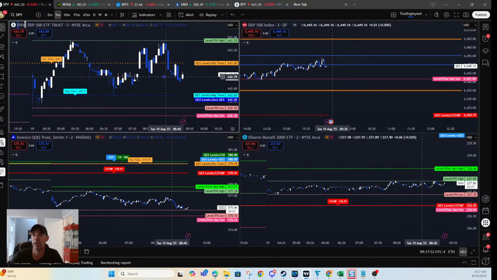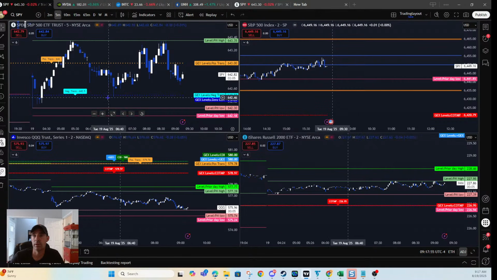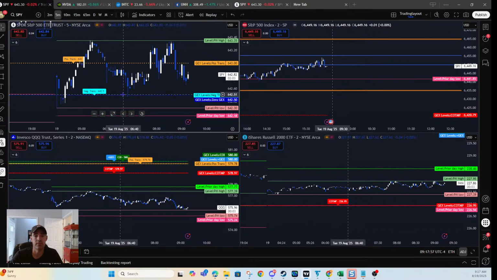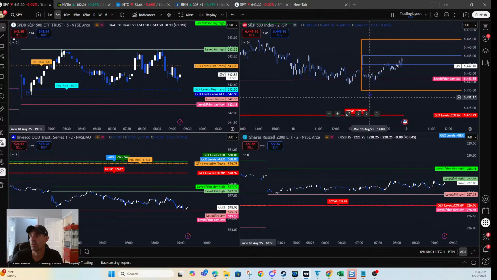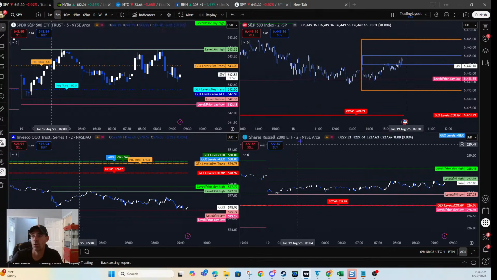SPY this morning already, testing that P-Trans as well as 0GEX level as well as N-Trans. Make sure you are monitoring those two levels. Of utmost importance, as well as our drunken sailor range and our overall transition levels heading into this morning.